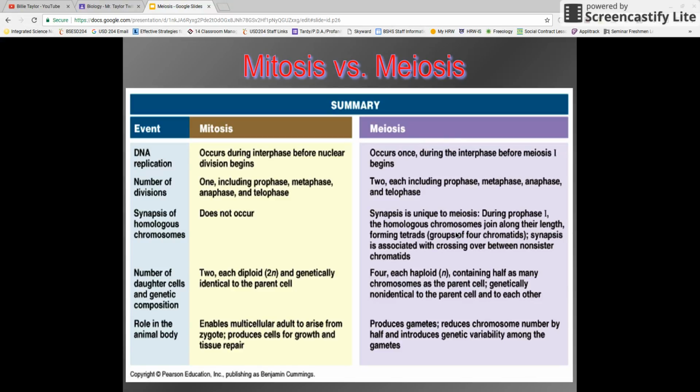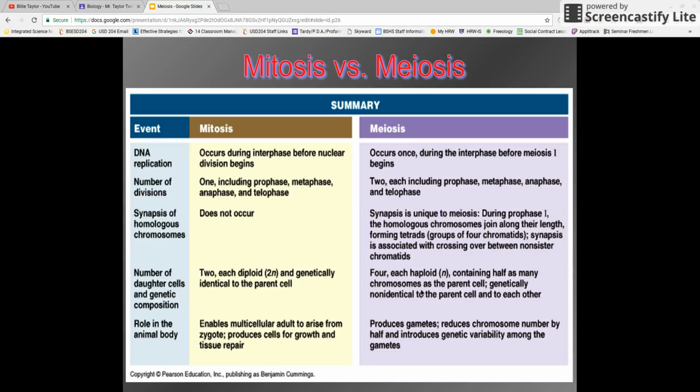During prophase 1, the homologous chromosomes join along their length, forming tetrads, which are groups of 4 chromatids. Synapsis is also associated with crossing over between non-sister chromatids. Now, when it comes to the number of daughter cells and genetic composition, in mitosis, you have 2 diploid daughter cells, genetically identical to the parent. In meiosis, you have 4 haploid daughter cells that contain half as many chromosomes as the parent cell.